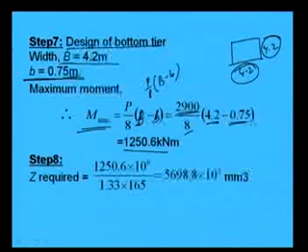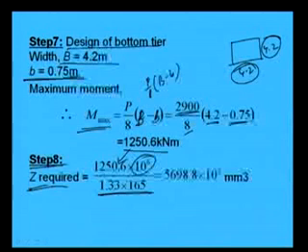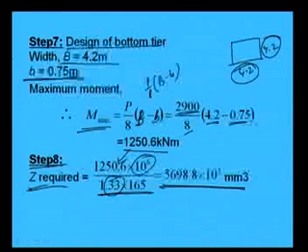So in step 8 what will we do? We will find out the required section modulus. The required section modulus will become M by sigma b. M is 1250.6 kilonewton meter, multiplied by 10 to the 6 to make it Newton millimeter, divided by 1.33 into 165, as per the codal provision that 33% extra we have to increase for the permissible stress. So the required Z will become 5698.8 into 10 cube millimeter cube.